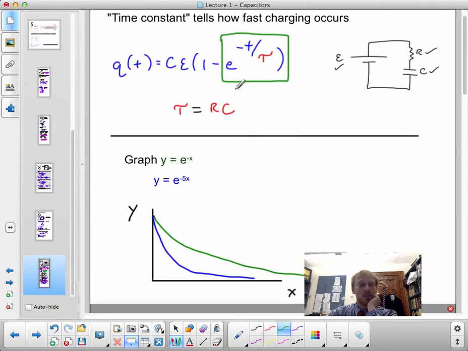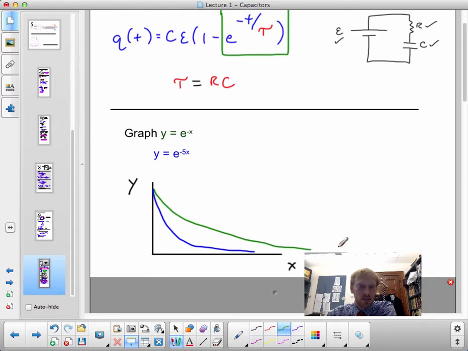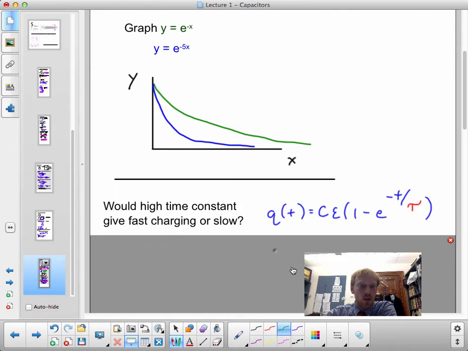If I take just a simplified version of an e to the minus something function, then e to the minus a big coefficient times x falls off very quickly. E to the minus a small coefficient times x falls off more slowly. So would having a high time constant give fast charging, like this blue steep drop-off, or slow charging, like this green gradual process?